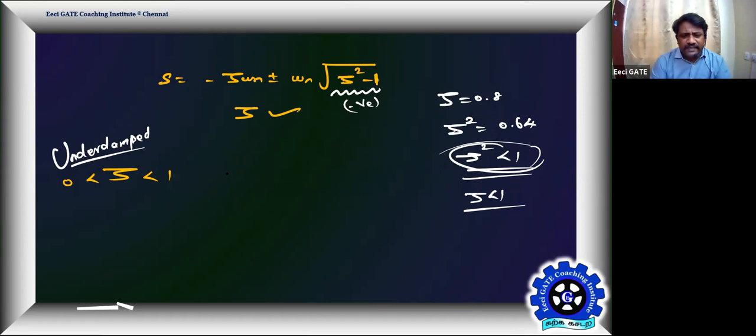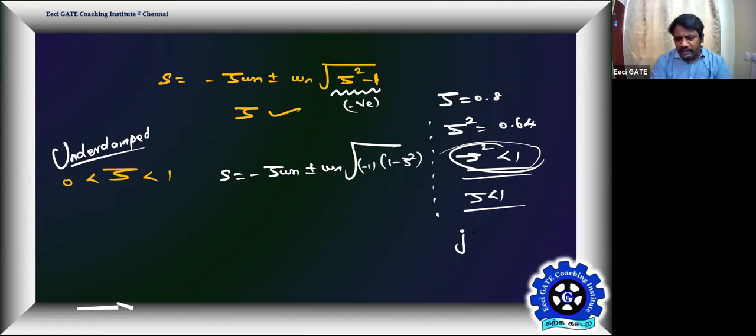So let me write this as S equal to minus zeta omega n plus or minus omega n into the root of, take minus 1 out, then write it as 1 minus zeta square. Because of this conclusion, minus 1 can be replaced using the complex number system: j square is equal to minus 1. j is imaginary, representing imaginary. In mathematics, i square equal to minus 1. It's a complex number, fundamental.